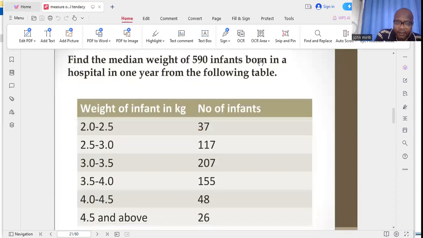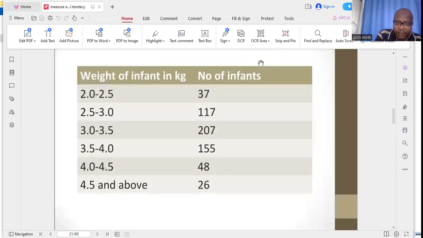Now, let us have this data here. You can see that the key thing here is that the data is already classified. For example, the window of the class is 0.5, that is from 2.0 to 2.5. That is the window of the class. In this class, the lowest limit is 2, the highest limit is 2.5, and the frequency is 7.